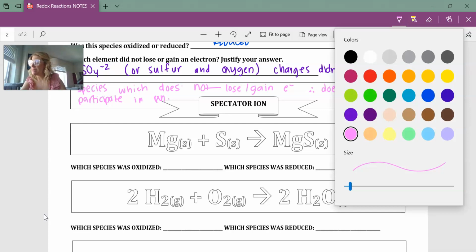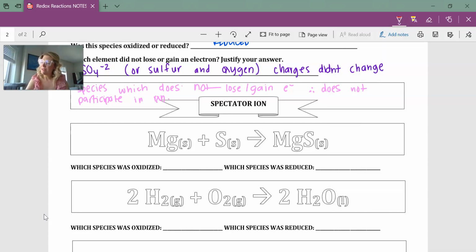Okay, so let's go through and assign our oxidation numbers. Both Mg and S are elemental, so 0 and 0. Let's do our second reaction while we're here. Both hydrogen H2 and oxygen O2 are elemental, both 0 and 0. Mg is group 2, so it's always a plus 2. That means that if Mg is a plus 2, sulfur is a minus 2. For H2O, O is a minus 2. I have two H's, each H is a plus 1.